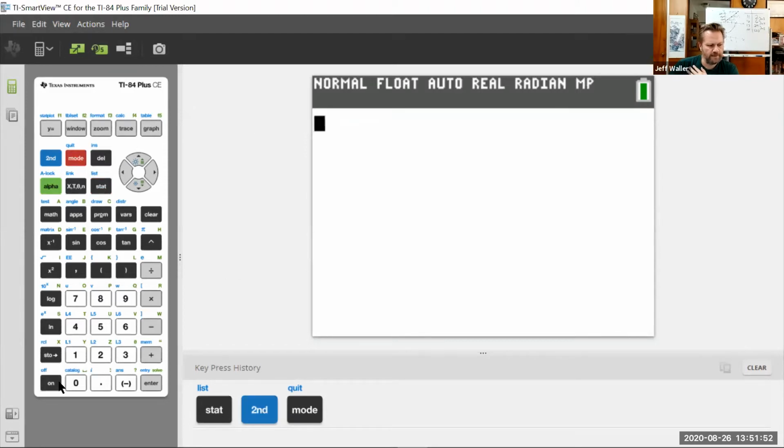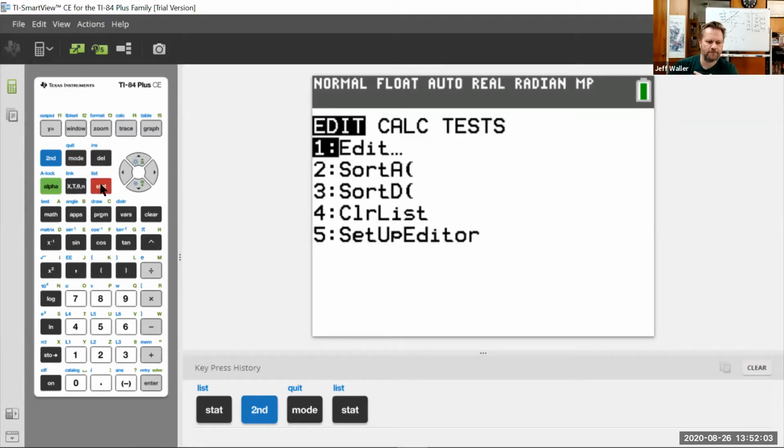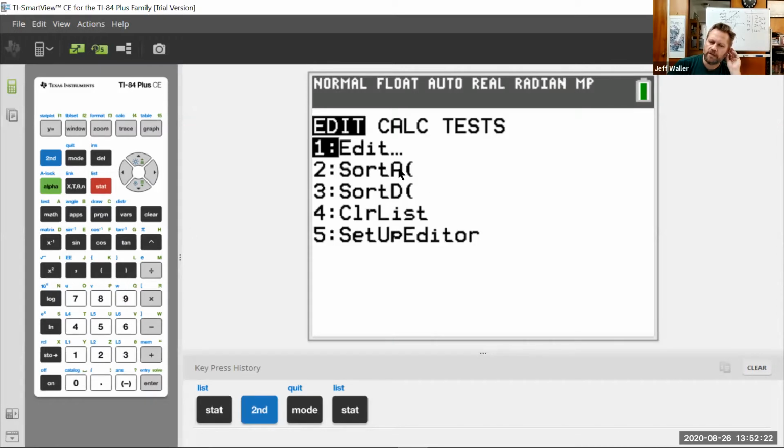Looking at this, besides the on button, what is probably the most important button for this class? Stat. Yeah. So if you hit stat, this is where you can input data. Notice also what this list is. Sort, what do you think sort A and sort D is? Alphabetic? No, no, no. Ascending and descending. So sort smallest to largest, largest to smallest. So if I hit edit, you can either hit enter or just the number 1.